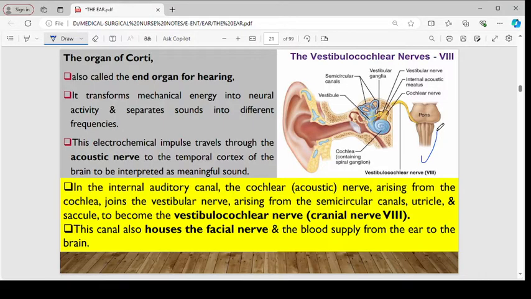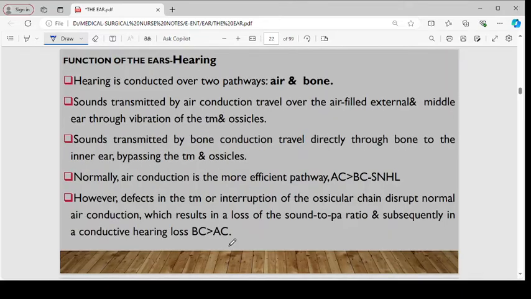This canal also houses the facial nerve, which is cranial nerve 7, and the blood supply to the ear, right? Okay. So what are some of the functions of the ear? Of course, what is always associated with the ears is hearing, right? And this hearing is normally conducted in two pathways. We have the air and the bone conduction.